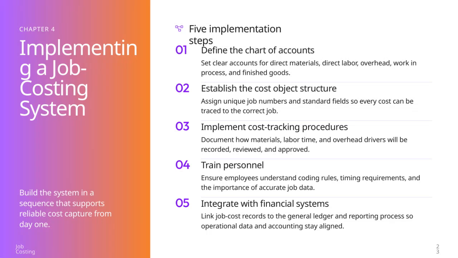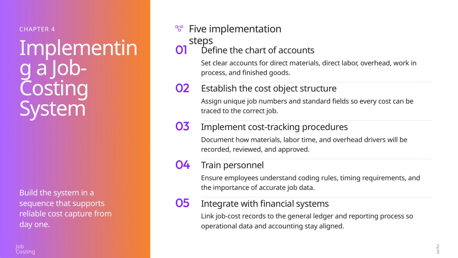In implementing a job costing system, it's crucial to build it step by step to ensure reliable and accurate cost tracking from the very beginning. The first step is defining the chart of accounts. This means setting up clear, distinct accounts for direct materials, direct labor, overhead, work in process, and finished goods, so costs are categorized properly. Next, we establish the cost object structure. This involves assigning unique job numbers and standard fields to every job, making sure we can trace each cost directly to its job without confusion.